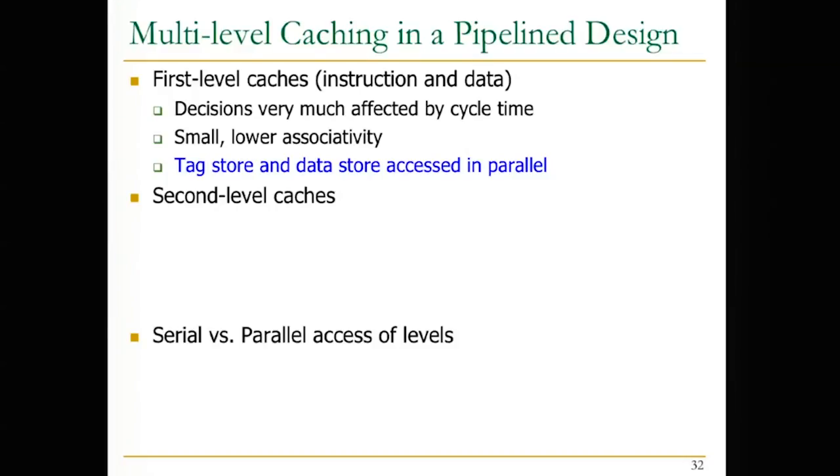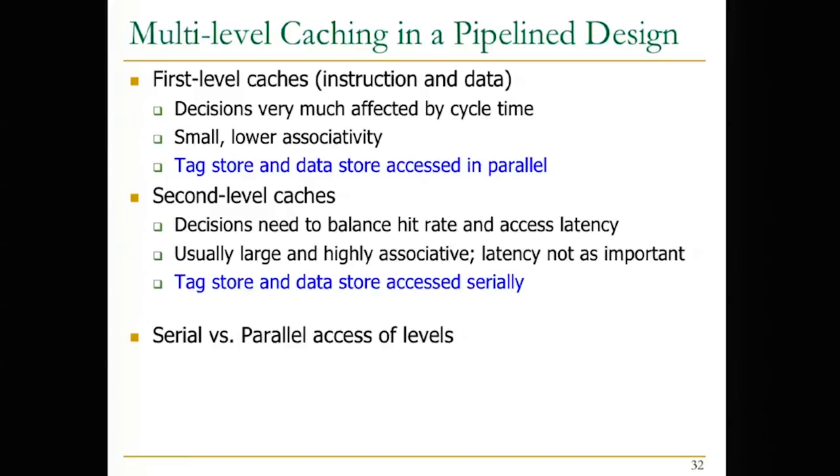Second level caches, on the other hand, they're bigger, first of all. But decisions need to balance hit rate and access latency. Access latency is still important over there, but you don't need to be one cycle or two cycles or three cycles, right? So they're usually large and highly associative. Latency is not as important. It's still important, but not as important as this one. So what they usually do is they access the tag store and the data store serially. So they access the tag store first, and then if there's a hit, they access the data store.